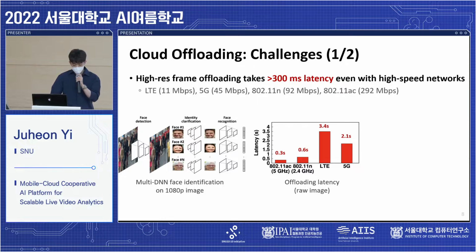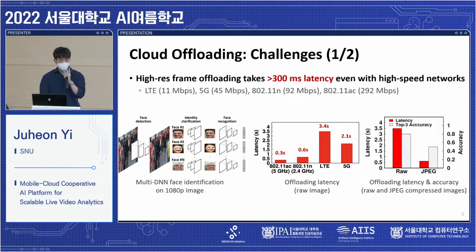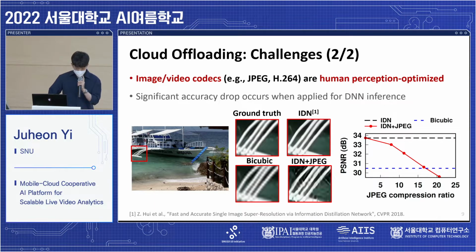And you might wonder why we don't apply image or video codecs like JPEG or so on. But we also observed that the accuracy sharply drops in the process. The core reason is that these conventional image and video codecs like JPEG are human perception oriented, and when applied for AI inference, they incur a significant accuracy drop.